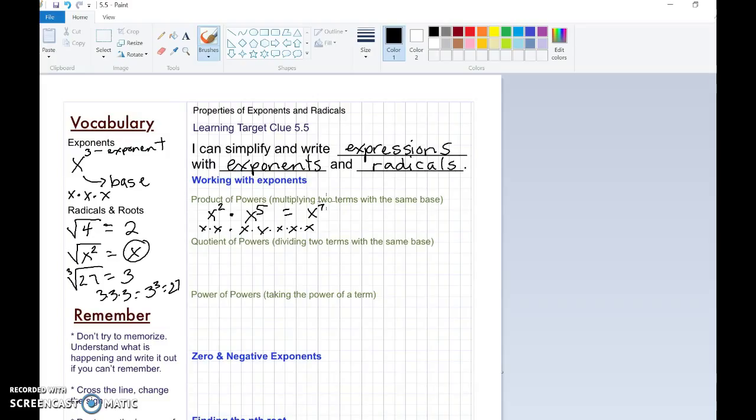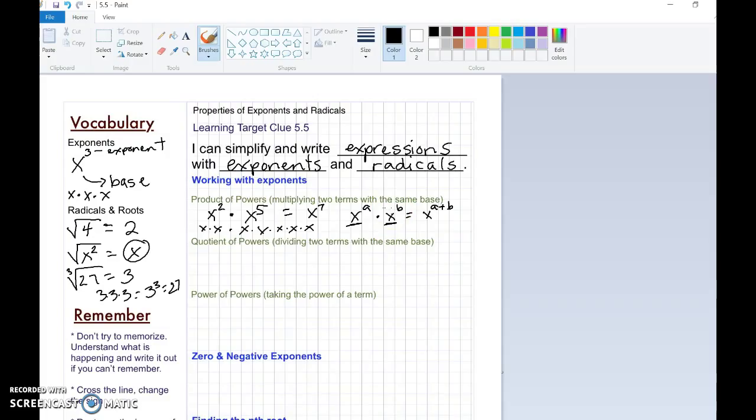Now this is something that some of you may notice right away or remember. Oh yes, this is when I add my exponents. And that's true. If you have x to the a times x to the b, that's equal to x to the a plus b. But the most important thing to remember is that the bases have to be the same.